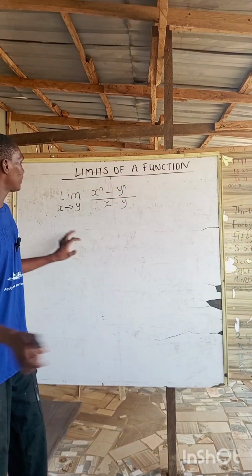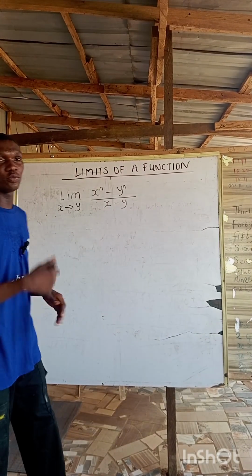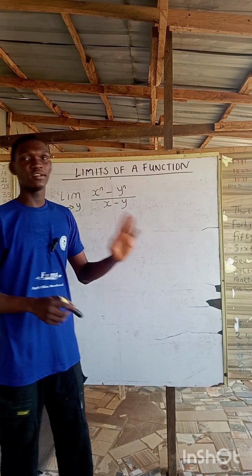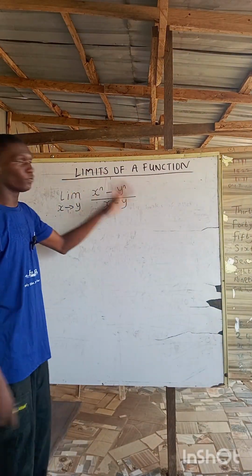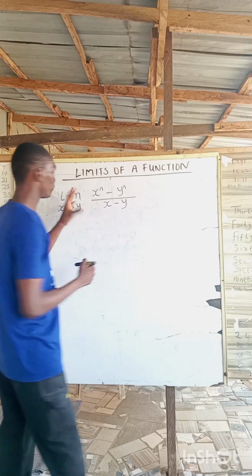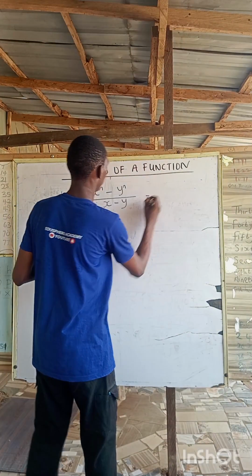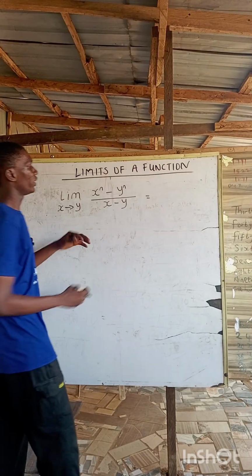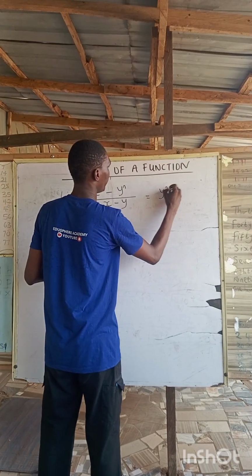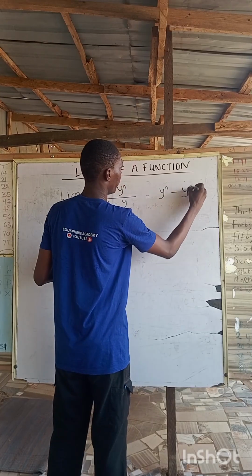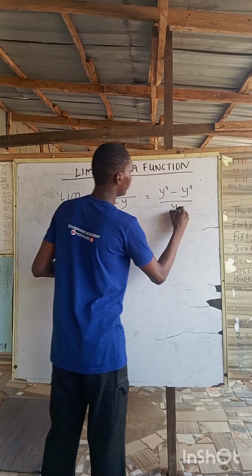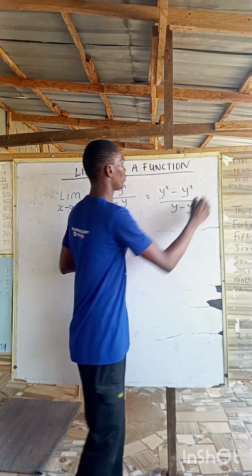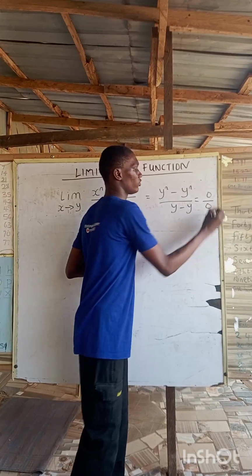All right. So given this type of question, the first thing we do when we solve for limit is that we should substitute directly. So when we substitute this directly, let's try it. They said x tends to y, so we are substituting x to be y. That will be y raised to power n minus y raised to power n over y minus y. So y raised to power n minus y raised to power n gives us 0, then y minus y gives us 0.